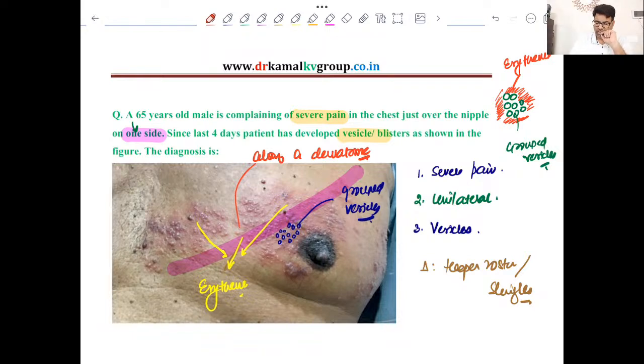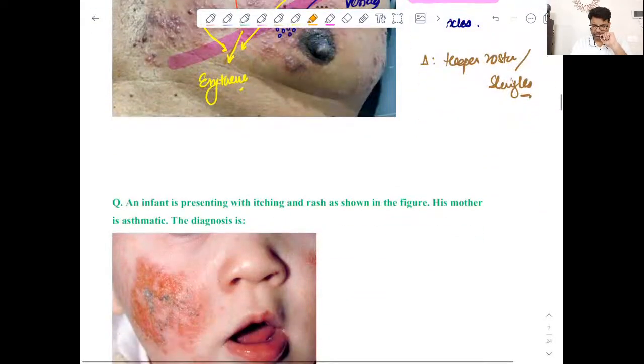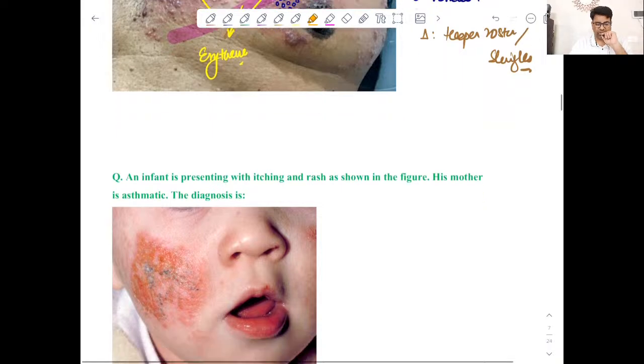And of course, please remember the word unilateral. This is very important for shingles. And then pain, extremely painful, grouped vesicles over an erythematous base, and importantly along a particular dermatome, right? And again, I think most of you must know that it is a reactivation lesion. Fine. Now the next question, let me see whether you can answer it or not.